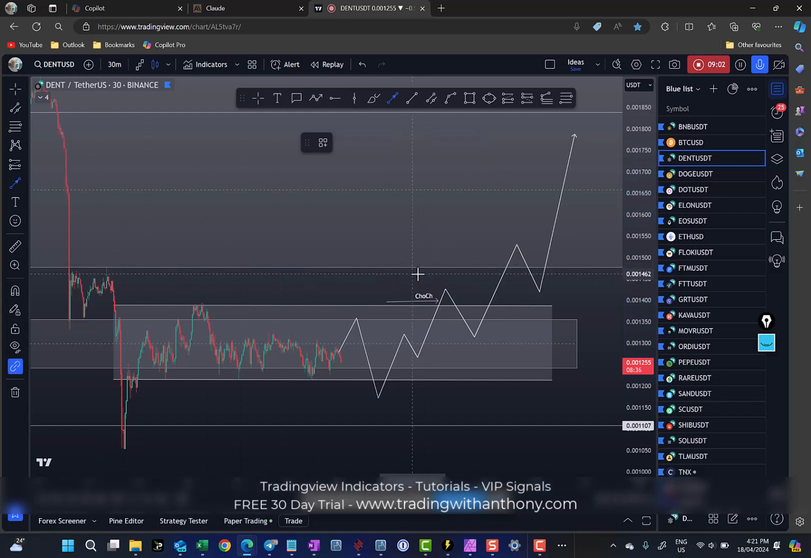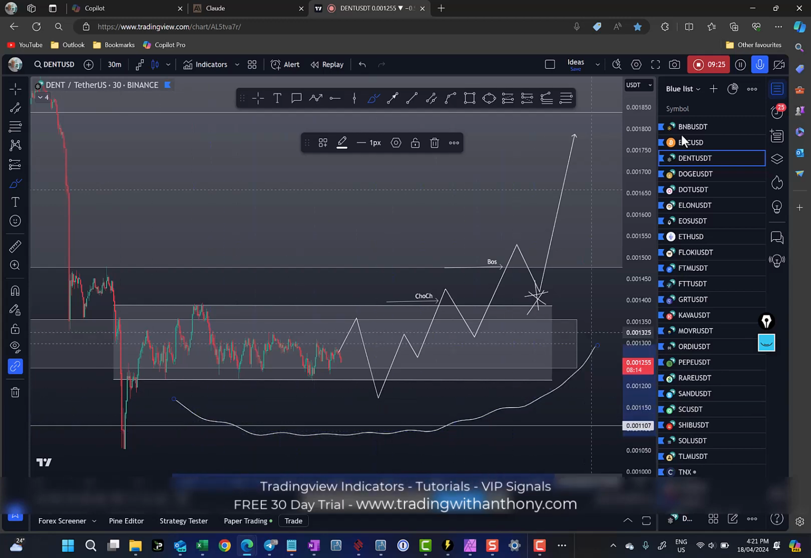This high gets taken out, BOS, and my entry would be right there as it comes back to retest the highs. So I want to see this price action. I want to see it rotating and drawing me in with this setup. Then I'm long. If this fails to show its hand, then there's no trade.